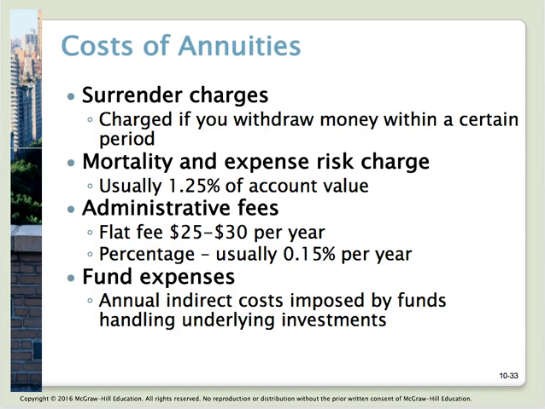You will pay several charges when you buy a variable annuity, and you need to be aware of what these are. The most common are surrender charges, mortality and expense risk charges, administrative fees, and fund expenses. These costs will reduce the value of your account and the return on your investment.